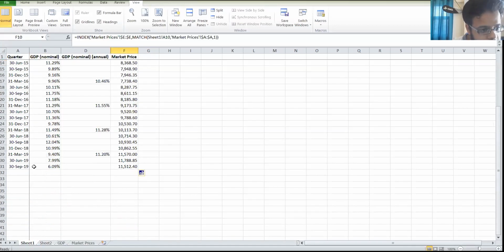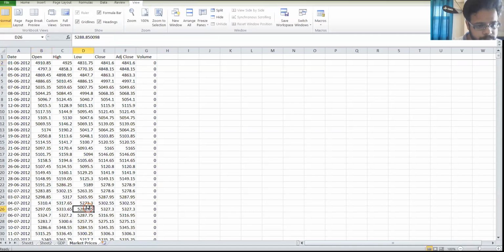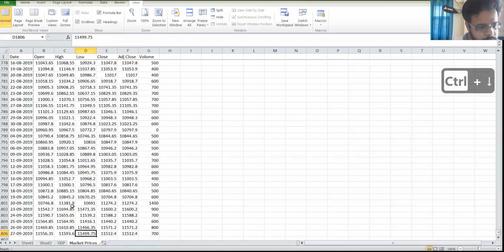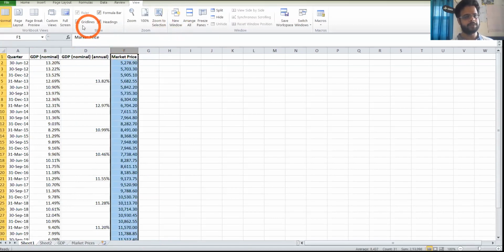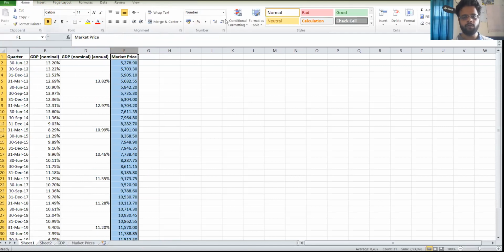So yeah, we'll do one more check. 30th September 19, 11512.4. 30th September again the market was closed. The last price, 11512.4. Perfect. So we have the market prices. It's a fairly nominal value.